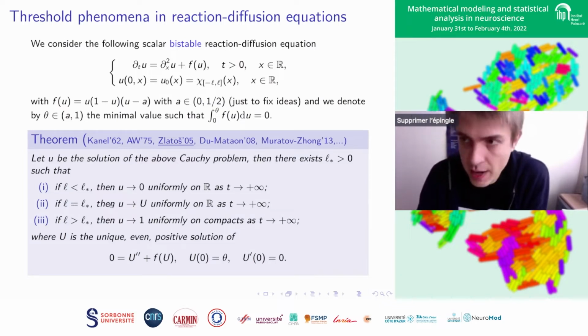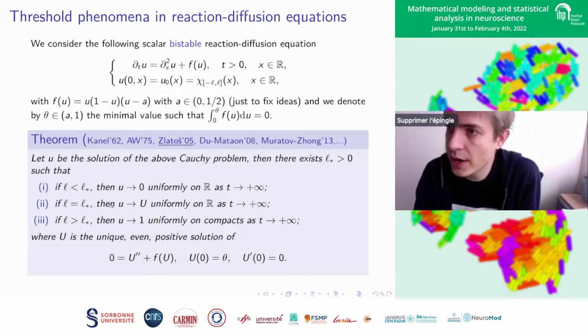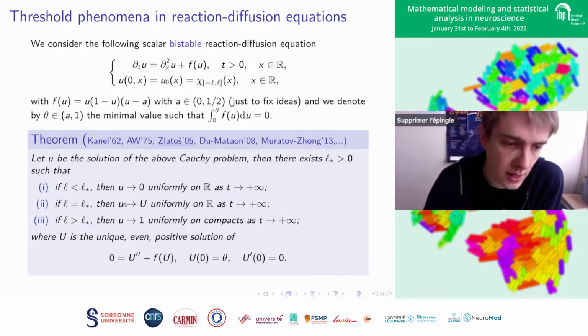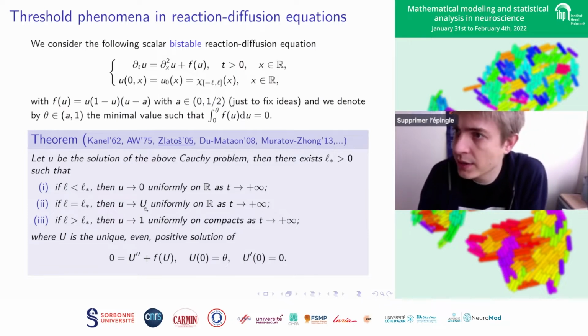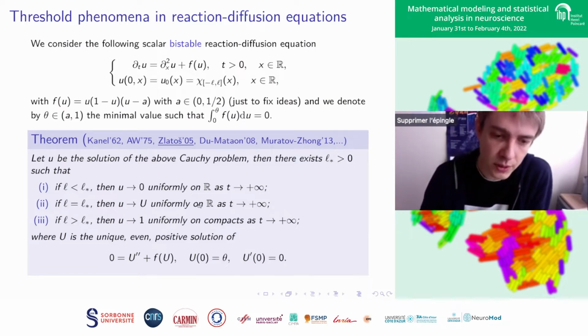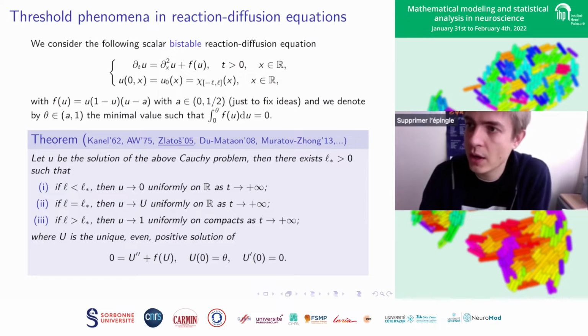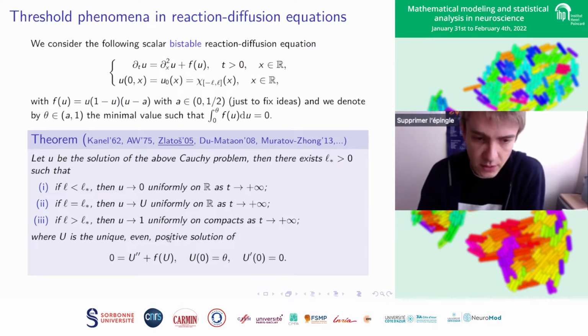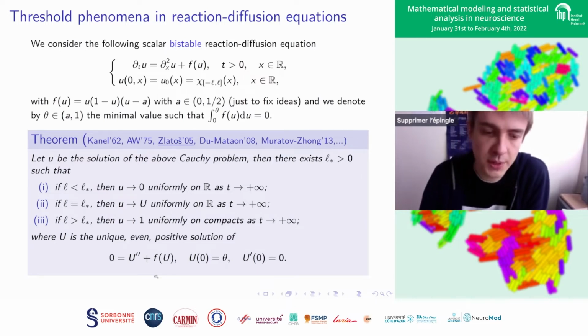And at the critical value, the dynamics is a little bit different. Actually, what you get is what we call stagnation with Zach: you converge to the unique even positive stationary solution that is non-trivial, associated to the stationary problem of the PDE.